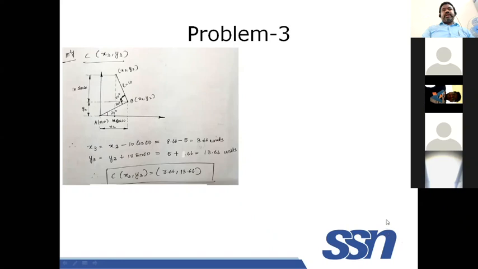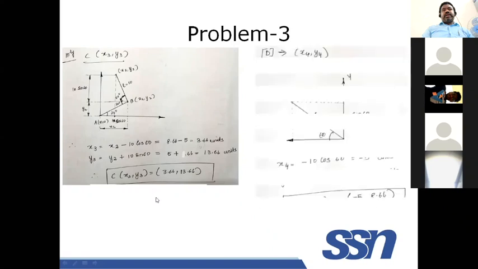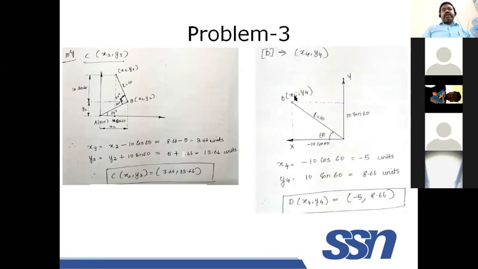Finding x3, y3? Okay, right. So x3, y3 is known. All points are known now. Okay, D is also, I have explained.